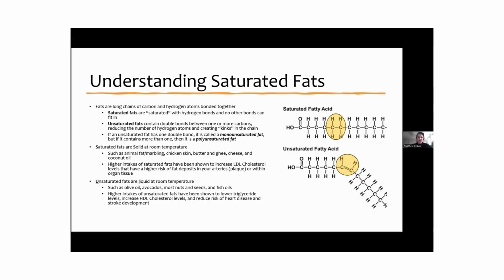Unsaturated fats, on the other hand, are liquid at room temperature, right? So these are things such as our olive oils or avocados. Most nuts and seeds are actually very high in unsaturated fats, as well as our fish oils, right? And omega-3s, right? So these are unsaturated fats.